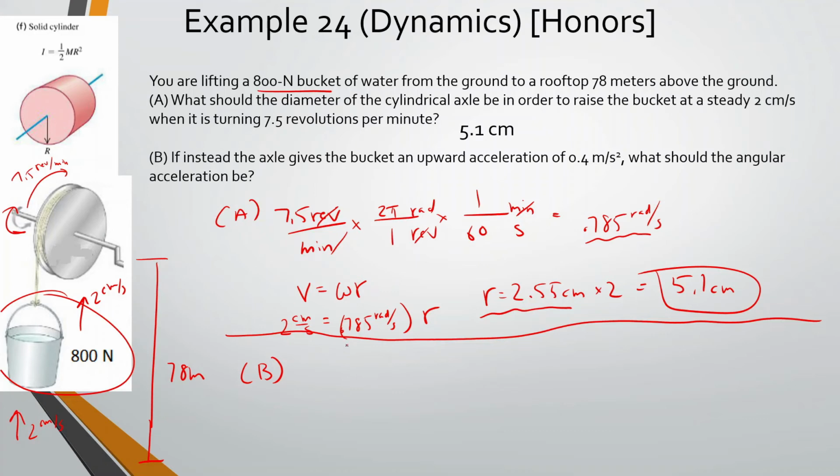So what we know is the upward acceleration, so this one is now going up with an acceleration of 0.4 meters per second squared. Now we want to know what the angular acceleration is. So again, not too much we have to do here. Let's look at this problem.